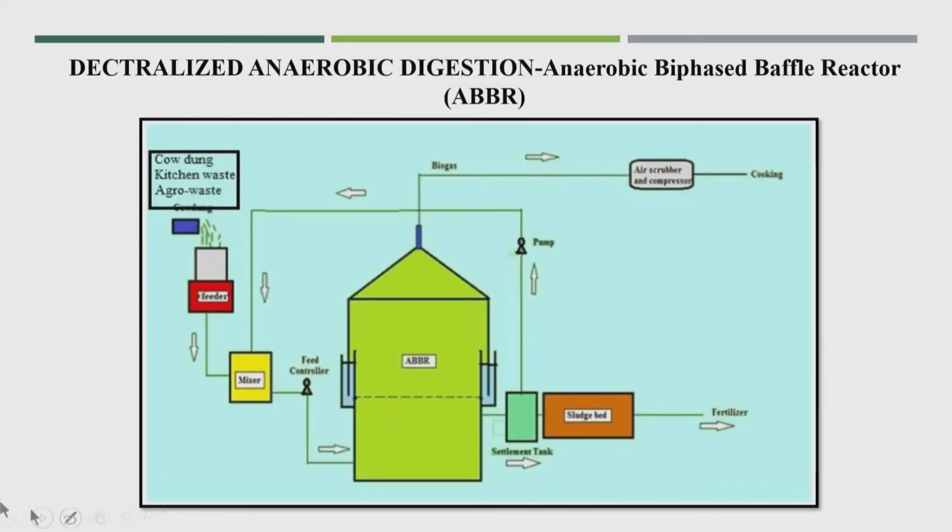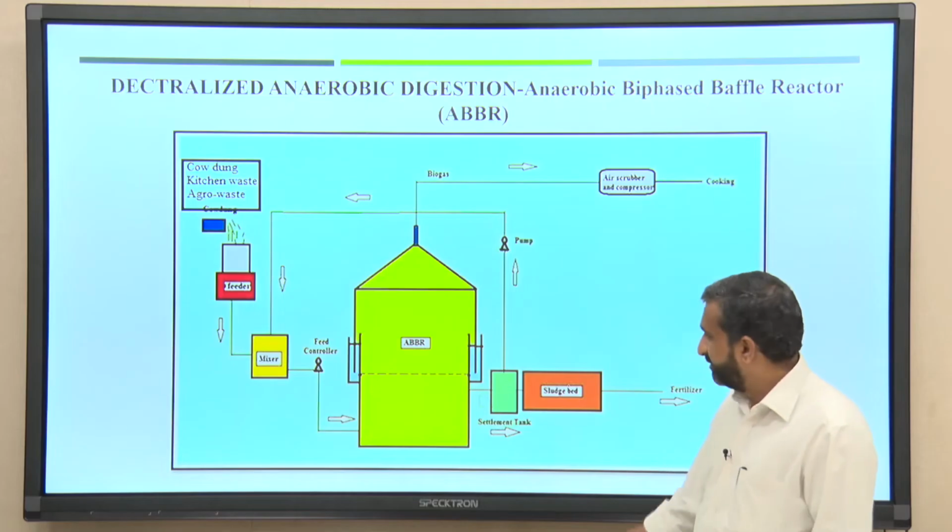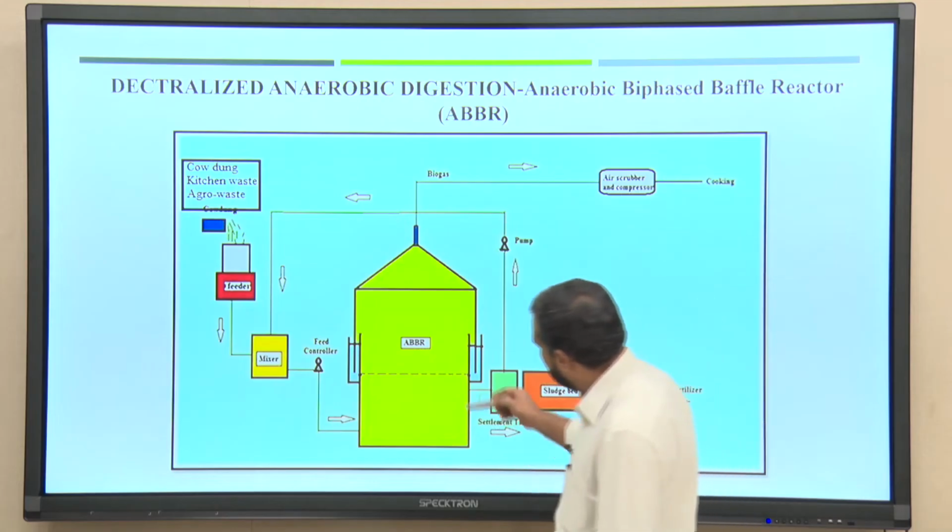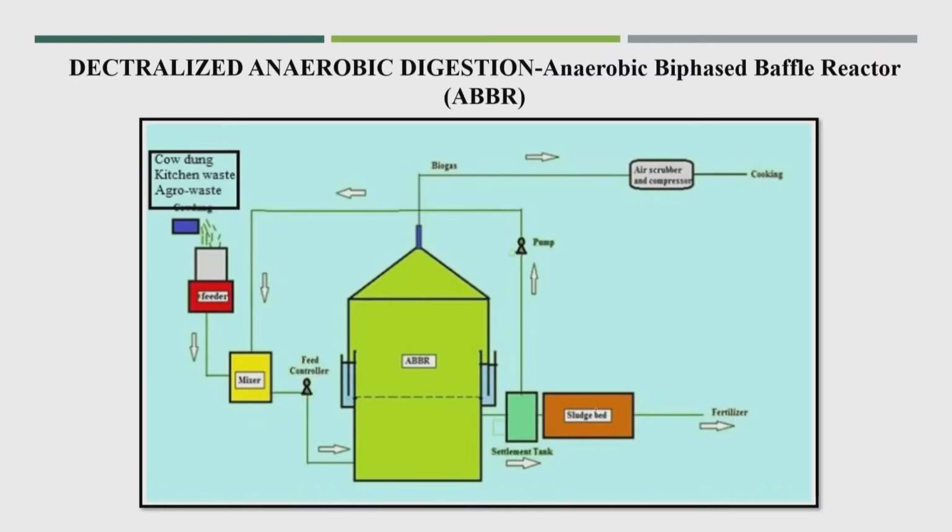Also, one design has come out from IIT Guwahati, which they named ABBR, the anaerobic biphase baffled reactor. I want to explain that because this was a patented technology. You saw in the Deenbandhu model there was one partition, but in this case different baffles have been added into the first phase of the reactor, and some changes have been made by the addition of these baffles.